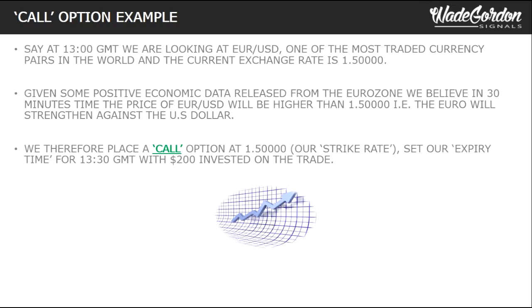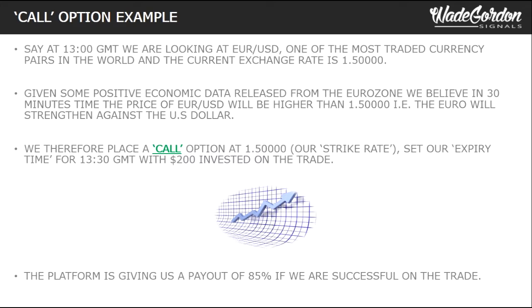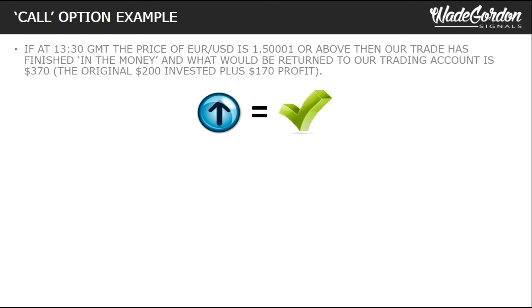We therefore place a call option at 1.50000, our strike rate, set our expiry time for 1330 GMT with $200 invested on the trade. The platform is giving us a payout of 85% if we're successful on the trade. If at 1330 GMT the price of Euro-US dollar is 1.50001 or above, then our trade has finished in the money, and what would be returned to our trading account is $370, the original $200 invested plus $170 profit.